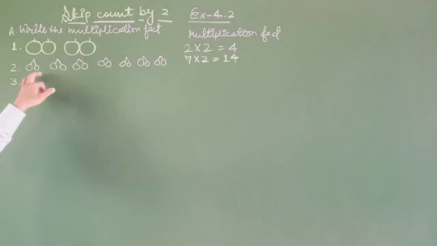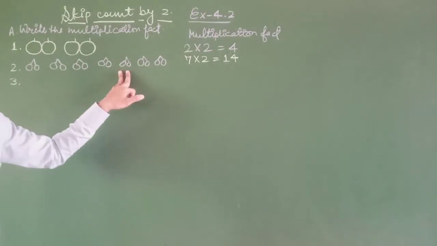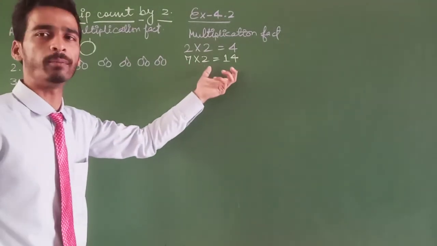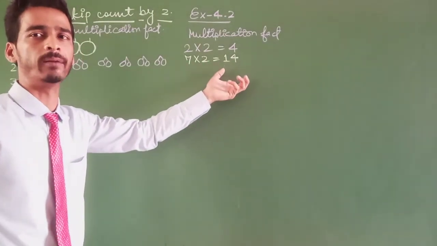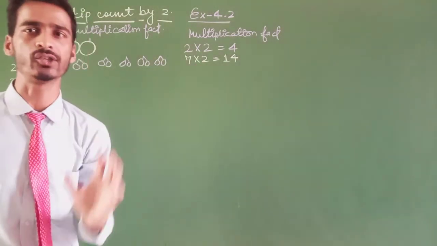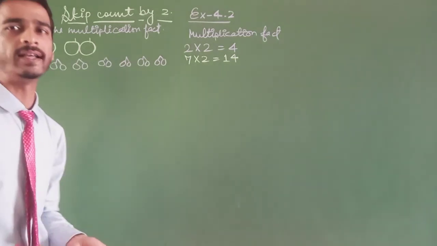Now the next one is, there are 7 groups of lychees. So the multiplication fact will be 7 multiplied by 2 is equal to 14. 7 is the number of groups, and 2 is the number of lychees in each group. So that is 14.